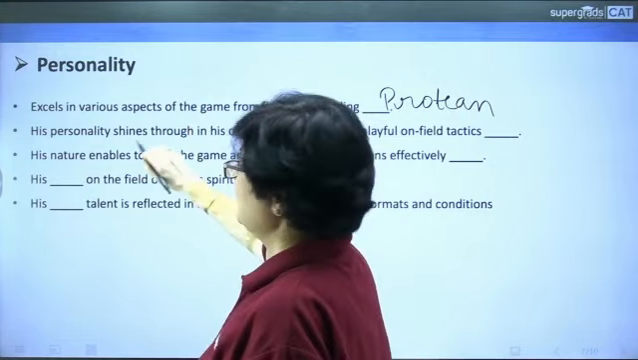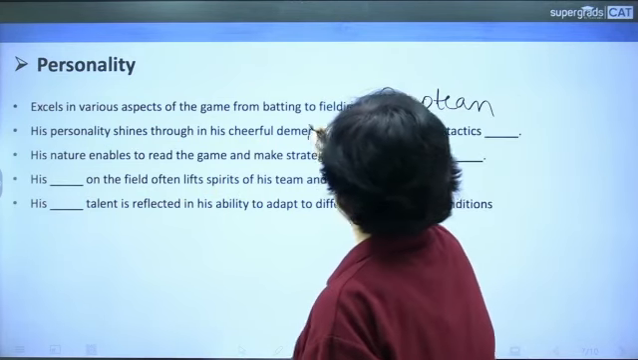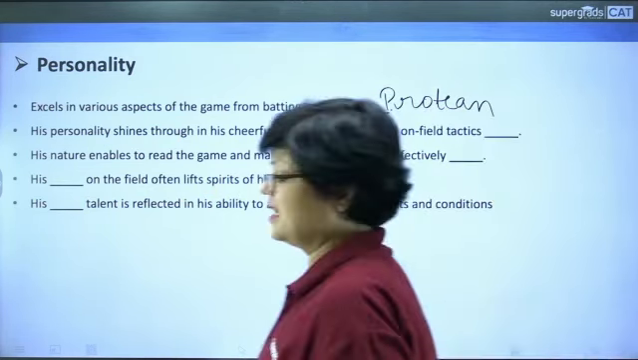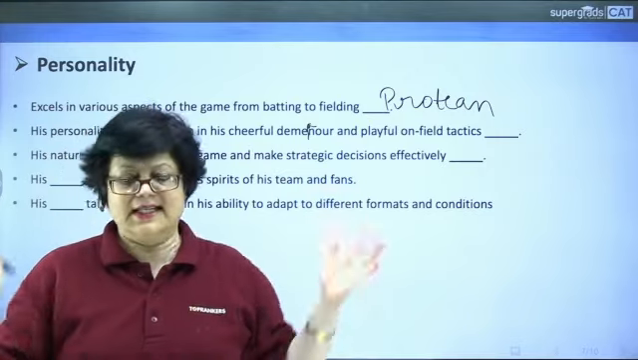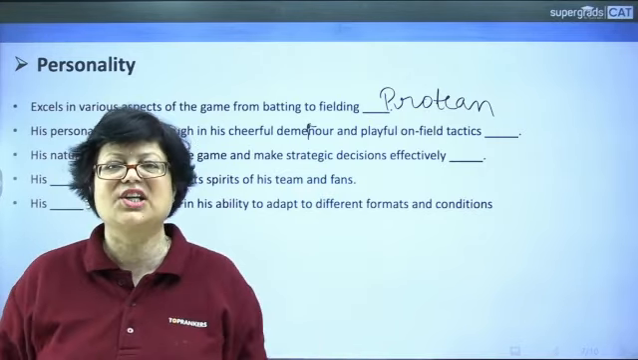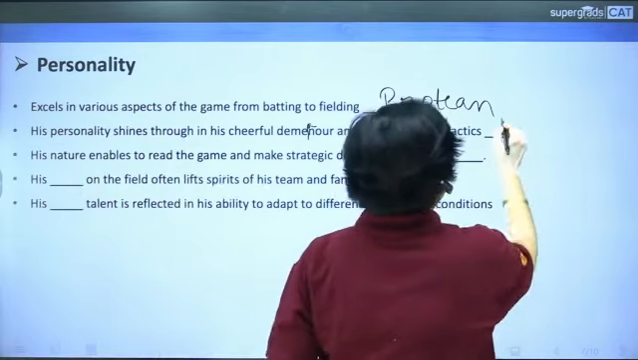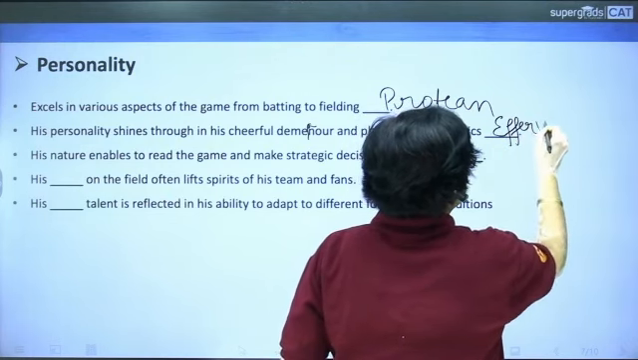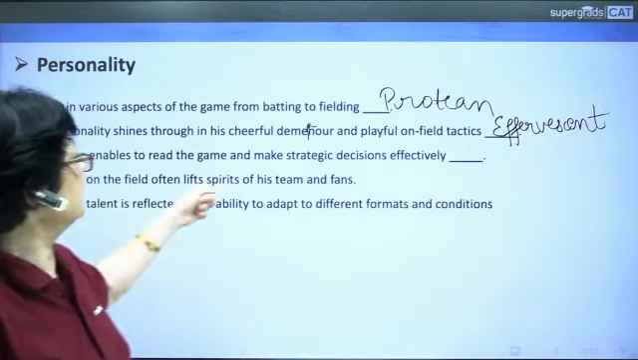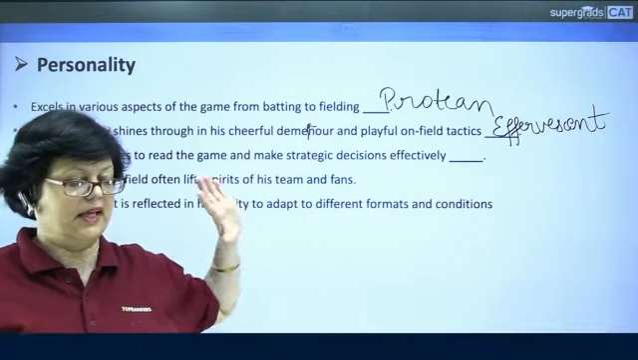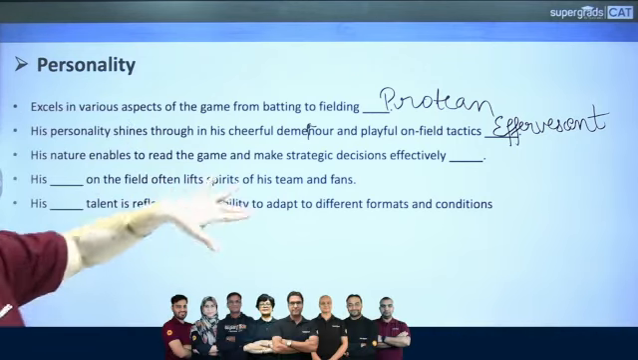Second sentence: his personality shines through in his cheerful demeanor and playful on-field tactics. I repeat, his personality shines through his cheerful demeanor. Demeanor means his conduct, his outward nature, the one with which he conducts himself. So here you can write, what kind of personality trait is this? So he is effervescent. Effervescent means he is able to have a cheerful exterior and playful tactics. He makes fun also on the ground. So this is one adjective which I have given.